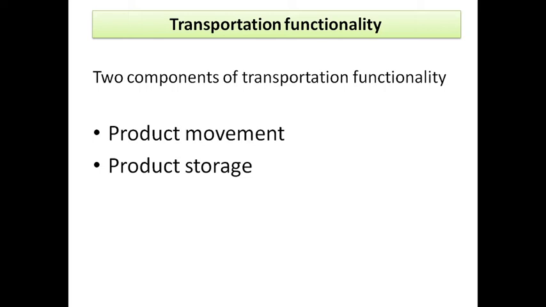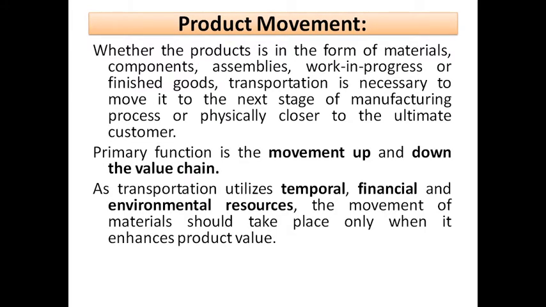Transportation functionality means the functions performed by transportation. The two components of transportation functionality are product movement and product storage. A product may be in the form of materials, components, assemblies, work in progress, or finished goods. Transportation is necessary to move it to the next stage of the manufacturing process or physically closer to the ultimate customer. The primary function is the movement up and down the value chain.